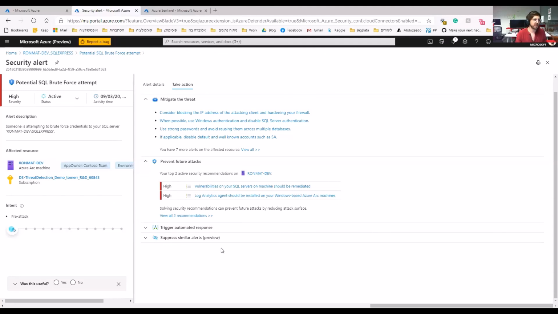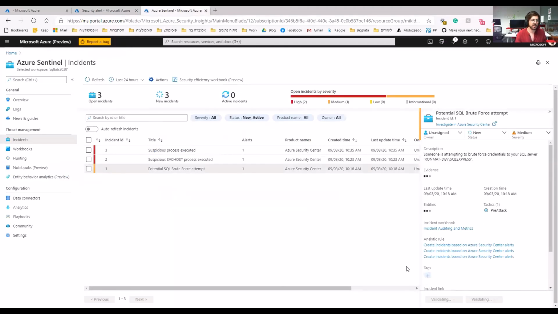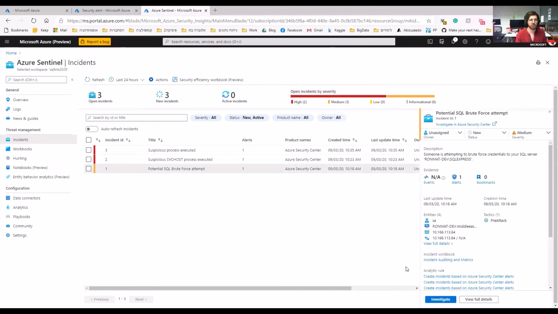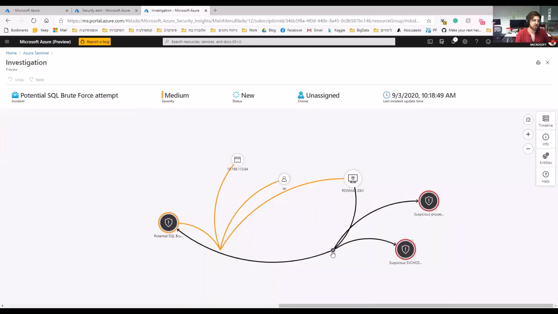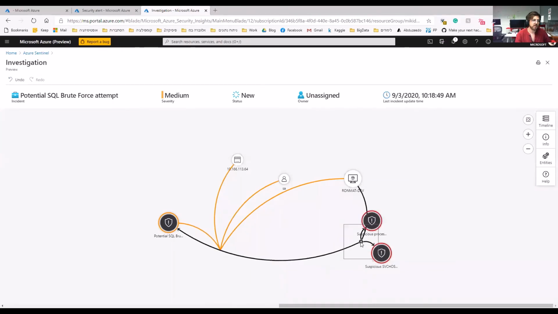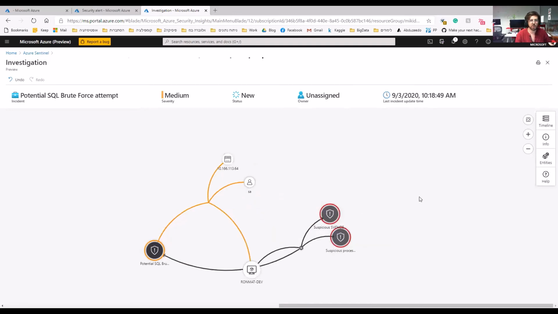We'll go to Azure Sentinel, and we'll go to the potential secret brute force attempt incident. Here in Azure Sentinel, which has a great integration with Azure Security Center, we have the investigate feature. We'll go to the investigate feature, and I'll show you how we create it. We can see all the entities that are connected to this SQL brute force, and one of them is the machine. We can see what else happened on the machine. By clicking related alerts, we see here 2 more alerts.